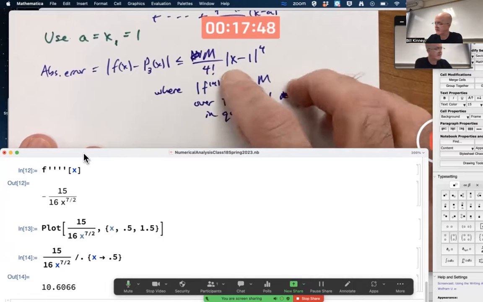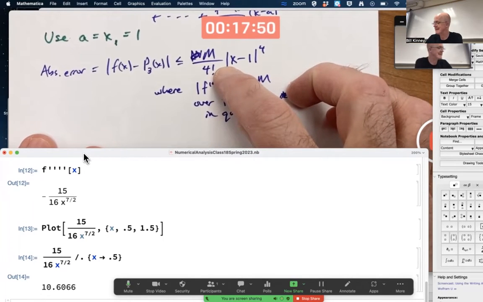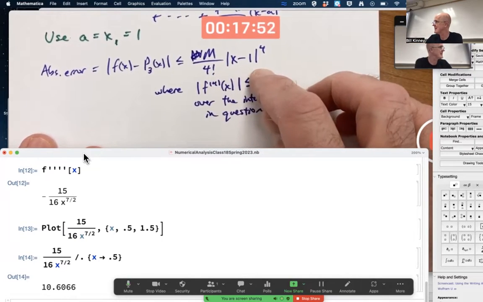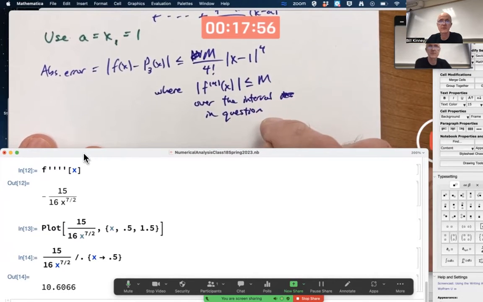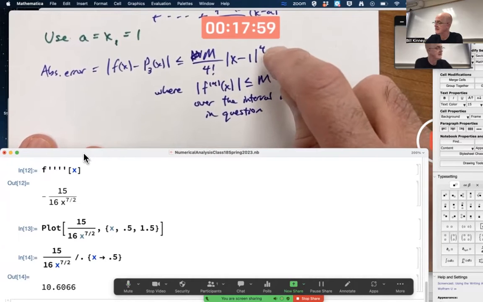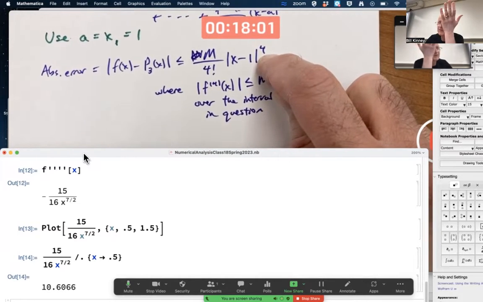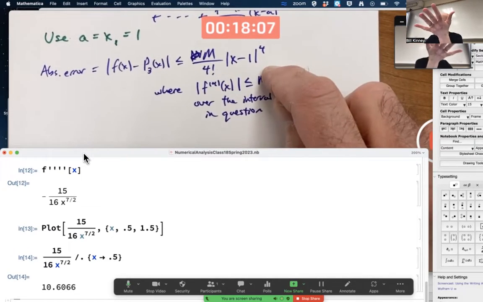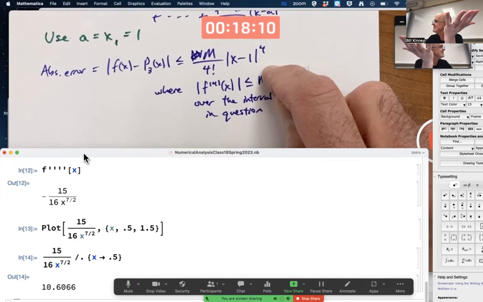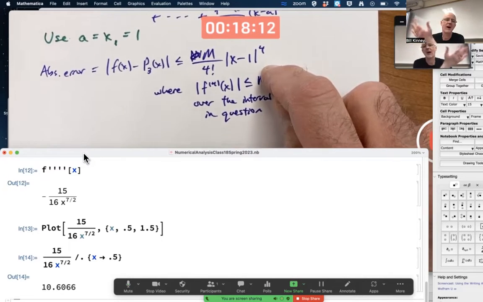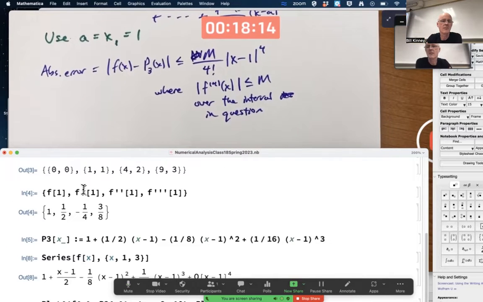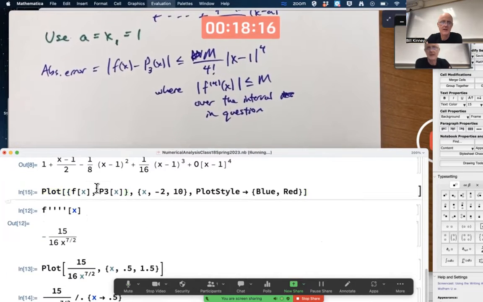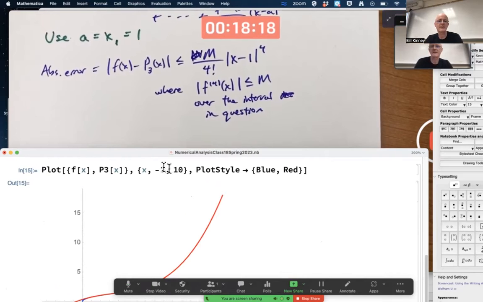If you divide that by 4 factorial, which is 24, you get something less than a half. And if you multiply by this, which will be less than 0.5 to the 4th power, right? If we're on the interval between 0.5 and 1.5, this will be less than 0.5 to the 4th power. That's a half to the 4th power, which is 1/16. So we're talking an error less than or equal to 1/2 times 1/16 or so, 1/32, on the interval between 0.5 and 1.5. Let's go back to that interval here.